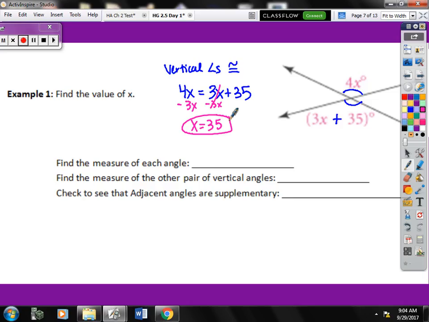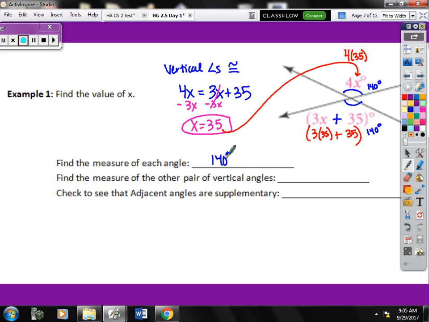Then they ask us to find the measure of each angle. So I'm going to take 35 and plug it back in. I should get the same number, do I? How many degrees would each angle be? Yeah, 140. Good. 140. And this also gets me 140. If you plug it back in and get different answers, you solved it wrong, so always double check that.